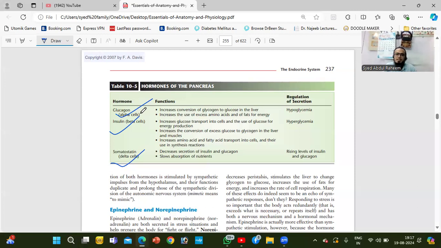This is the opposite, vice versa. Next, what will the delta cell do? The delta cell will decrease both. Why? A normal amount of glucose is there, so you don't need glycogen either. So why would they release it? It will decrease both insulin and glucagon. This is the work of the delta cell, which releases somatostatin. So this is the function of the pancreas.